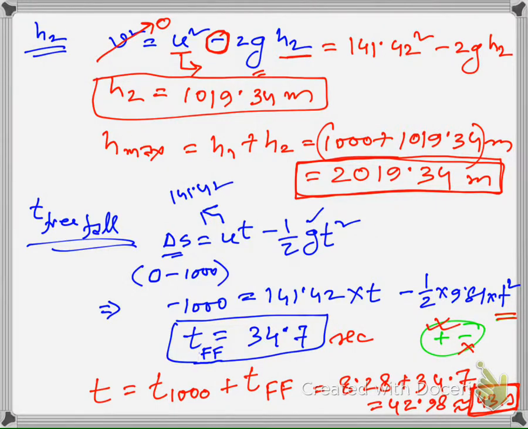This is the answer to the question of the time of the flight before striking the ground. So this is the answer for the first part, A, and this is the maximum altitude, which is the answer to question B. Now we are left with the last question, which is the velocity just before striking the ground. So the third part, which is C.